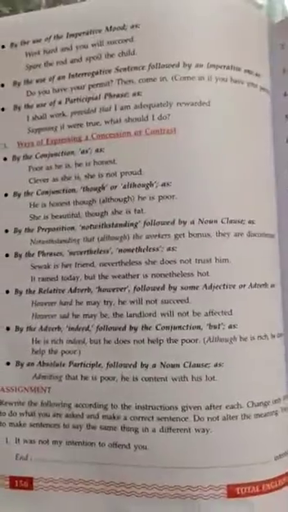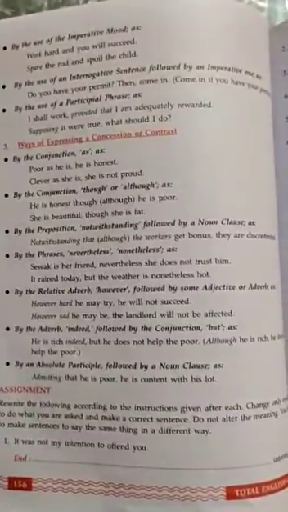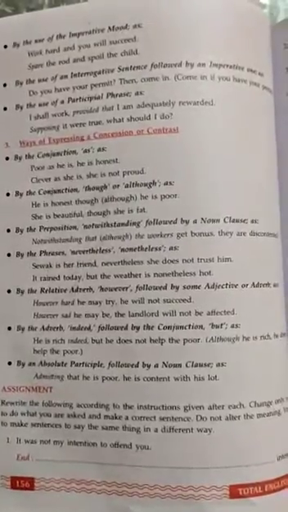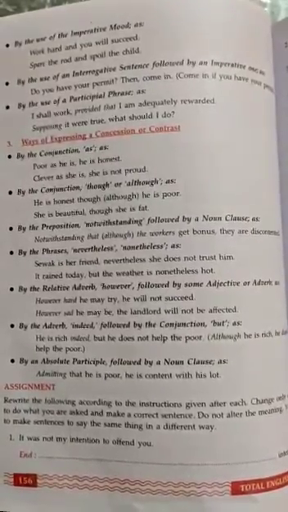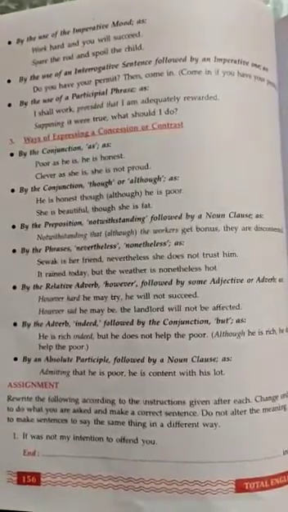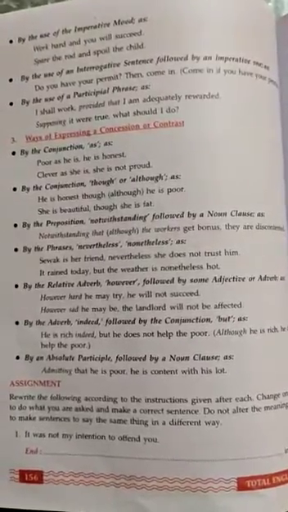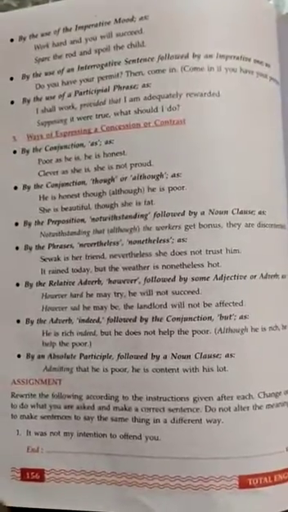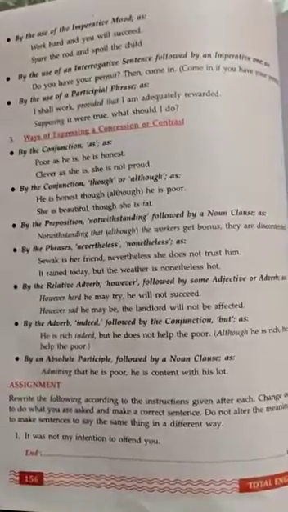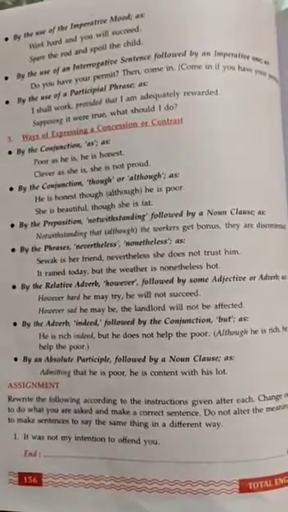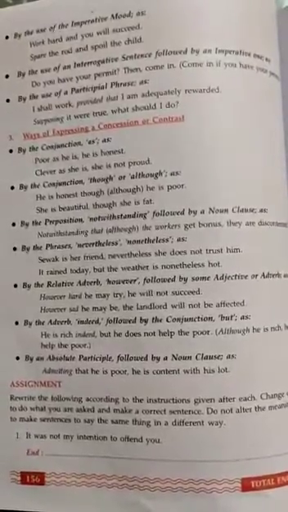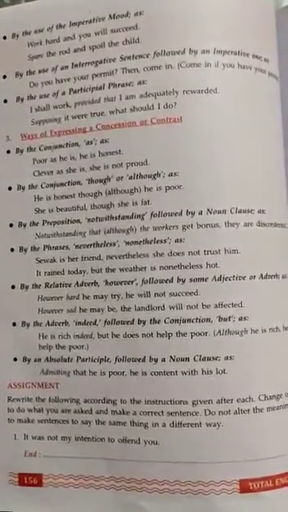So next one is the third way, expressing a concession or contrast. Contrast means opposite to each other, by the conjunction as. Poor as he is, he is honest. So here is a contrast. Though he is poor, he is honest. Okay, that's the meaning of this sentence. Clever as she is, she is not proud. Though she is clever, she is not proud of her cleverness.